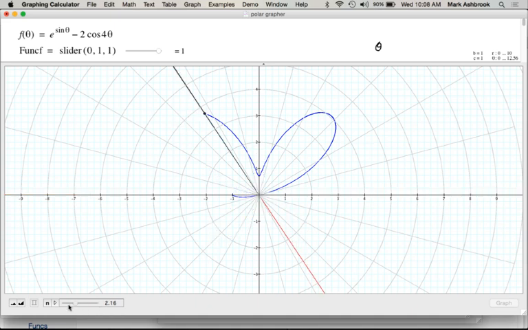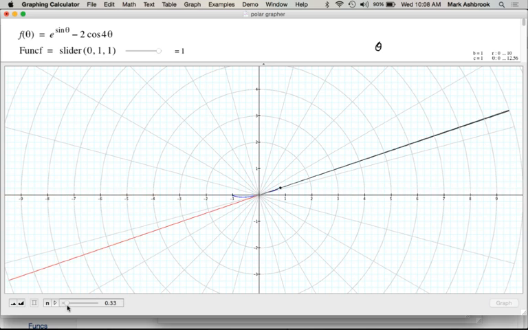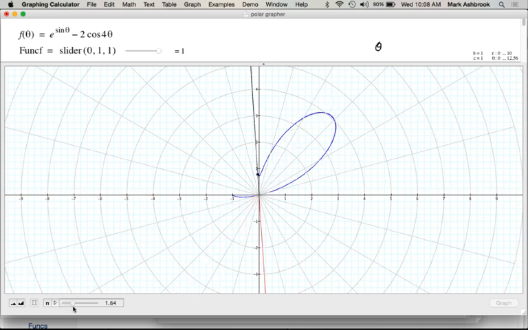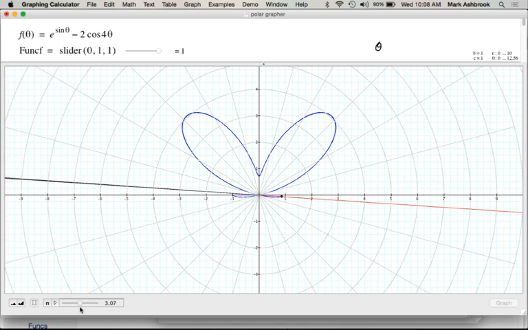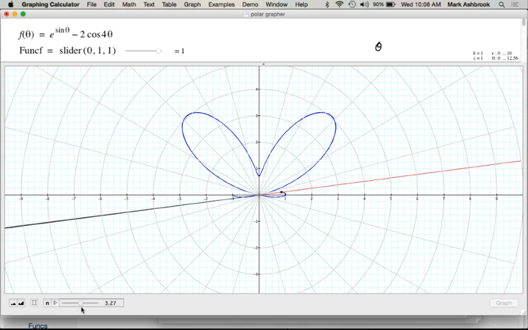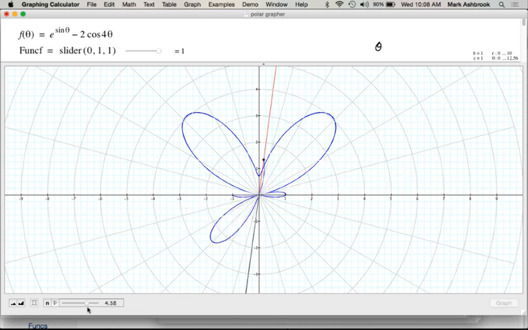See it again? So here's 0 to pi over 2 and all the r values. Pi over 2 to pi. Pi to 3 pi over 2. And then 3 pi over 2 to 2 pi. Those are all the corresponding points of theta and r as theta goes from 0 to 2 pi.